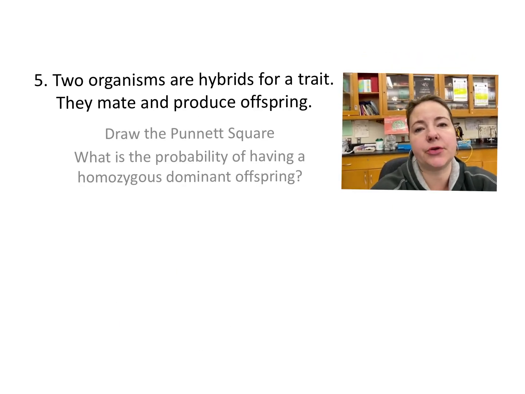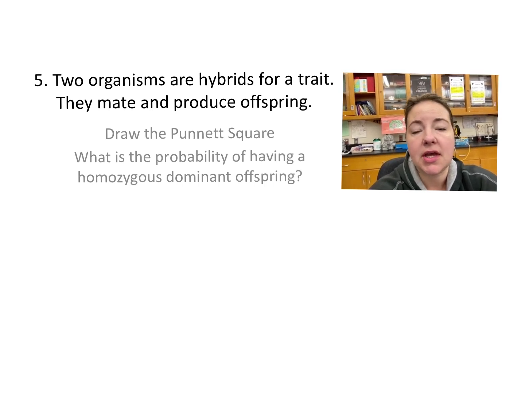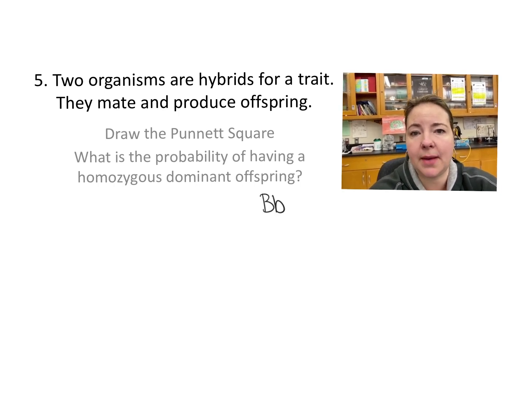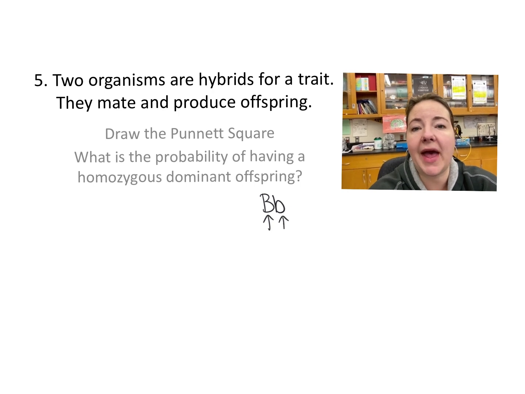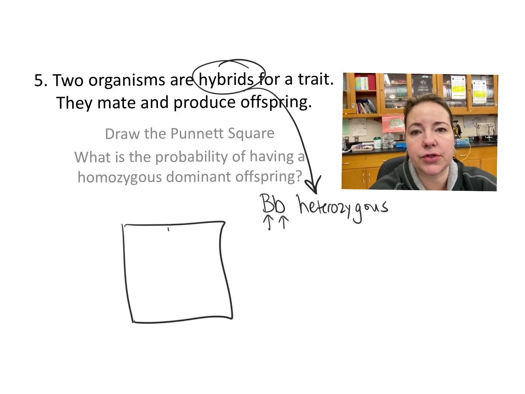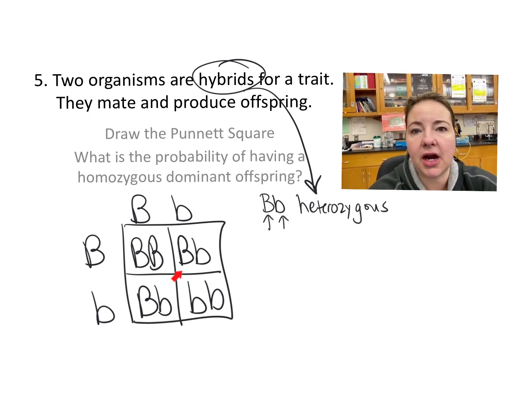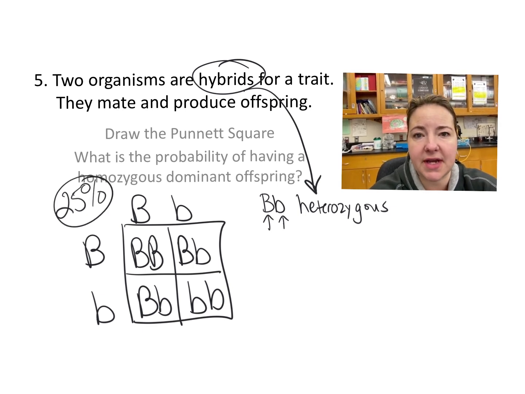So when you're doing Punnett squares, if you have 2 individuals that are both heterozygous, which is what a hybrid is, it means that it is heterozygous for the trait. That means 1 dominant allele and 1 recessive allele. So anytime you have a Punnett square with 2 heterozygous individuals mating, you're always going to get the same results. You're going to have 1 box that is homozygous dominant, 2 boxes that are heterozygous, and 1 box that is homozygous recessive. So the probability of having an offspring that is homozygous dominant is going to be 25%.